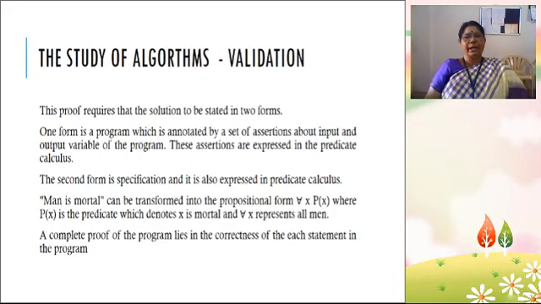Say for example, man is mortal can be expressed in a predicate form, that is for every x, p of x, where p of x is the predicate which denotes x is mortal, and for every x represents all. This validation stage should ensure that this particular algorithm will work correctly.